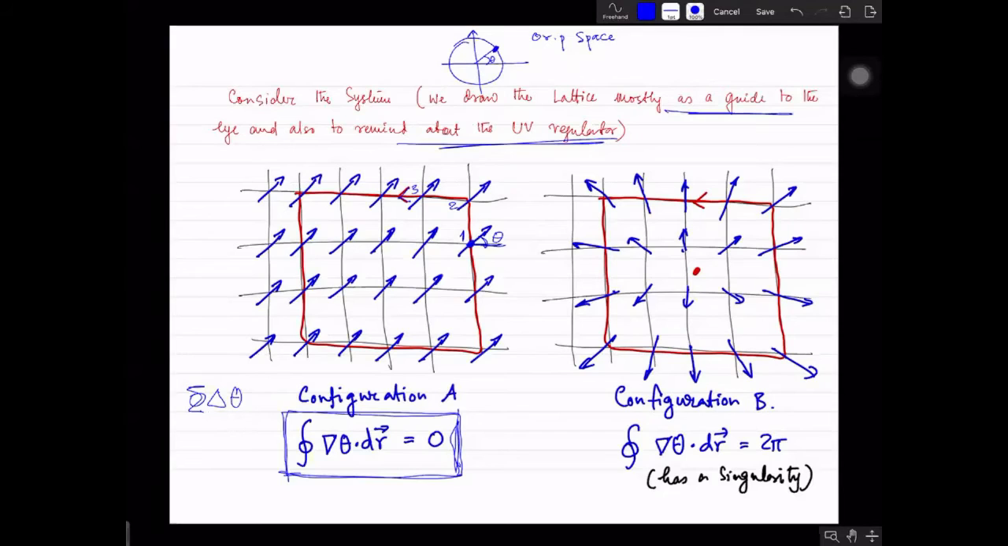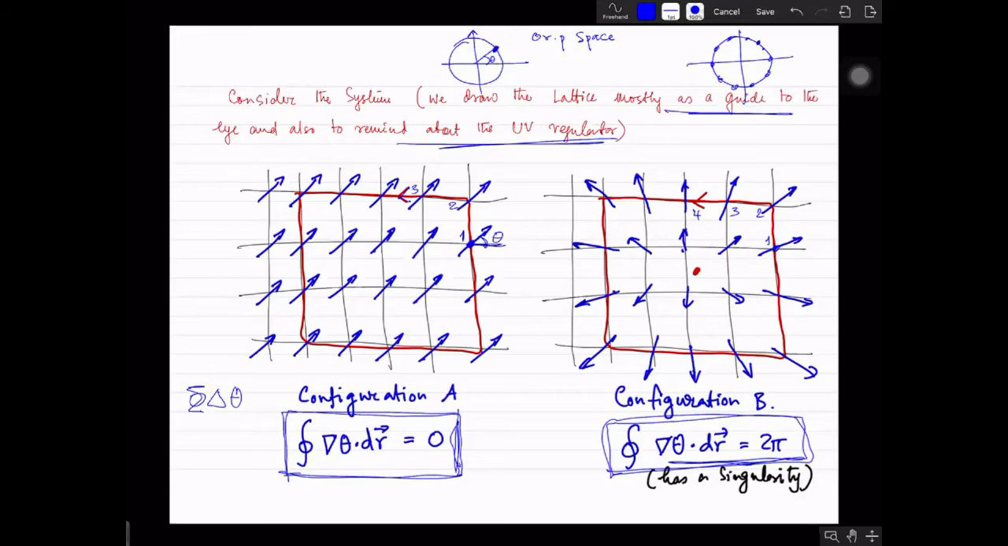Whereas if I take configuration B, and I try to draw the same thing in the order parameter space, I have 1, 2, 3, 4. You see that as I go around, I go around this order parameter space too, and I come back, such that this integral is 2 pi.